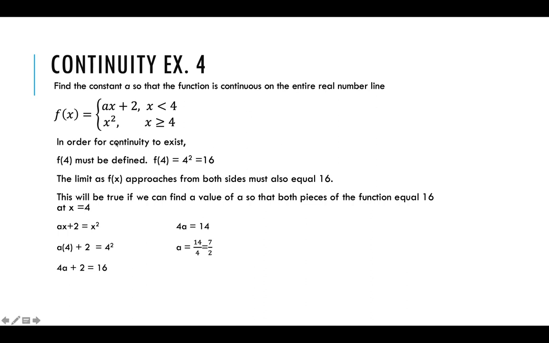So what we're going to do is plug in 4 everywhere we see x, and set the function rule for the two pieces equal to each other. So ax plus 2 has to equal x squared when x equals 4. So we're going to have a times 4 plus 2 equals 4 squared. So 4a plus 2 is 16. We're going to subtract 2 from both sides and get 4a equals 14. Divide by 4, and we get 14 over 4, and so we get 7 halves. If a is 7 halves, then we do have a continuous function.